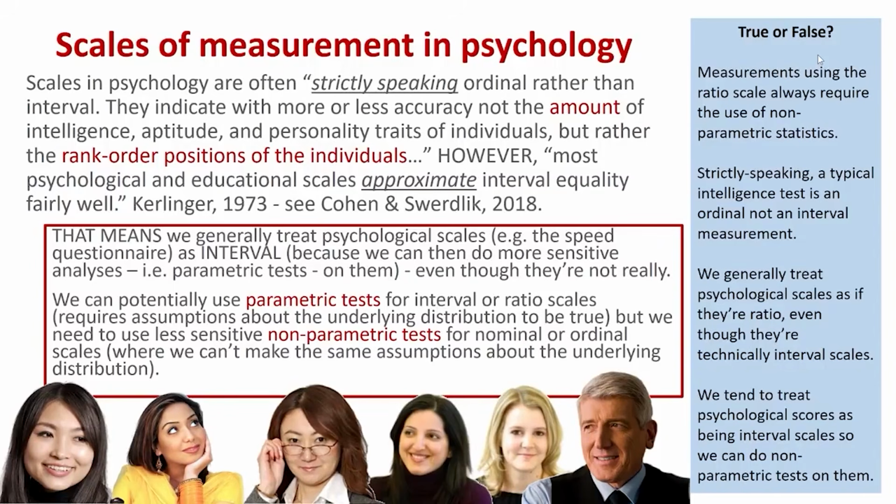Alright, third question. We generally treat psychological scales as if they're ratio, even though they're technically interval scales. That's false, so we tend to treat them as if they're interval scales, even though they're technically ordinal scales. Fourth question. We tend to treat psychological scales as being interval scales, so we can do non-parametric tests on them. That's false. The way I could change that to a true answer would be to change it to, we tend to treat psychological scales as being interval scales, so we can do parametric tests on them.